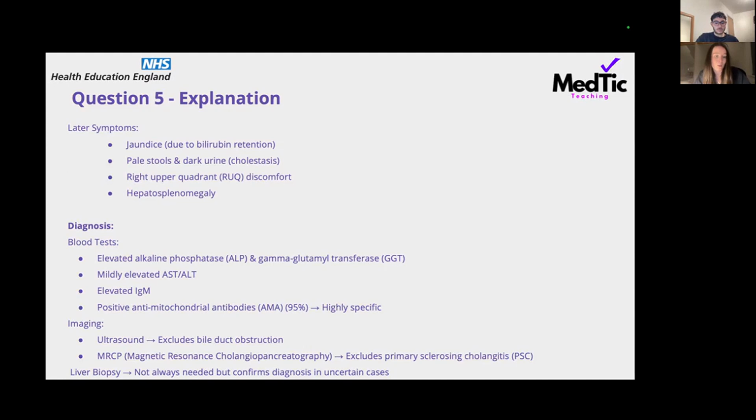In terms of imaging our patients, ultrasound would be the first thing that we do, but also an MRCP can be useful to exclude similar diagnoses like primary sclerosing cholangitis, which we'll discuss further on in the session. To confirm the diagnosis, the patient sometimes would need a liver biopsy. It's not always needed, but if there's diagnostic uncertainty, then we can biopsy the cells to see if that's what's going on.